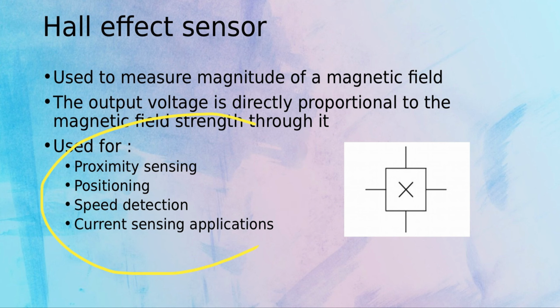Where are these Hall effect sensors being used? They are used in proximity sensing, in positioning, speed detection in cars and automobiles, and also in current sensing applications.